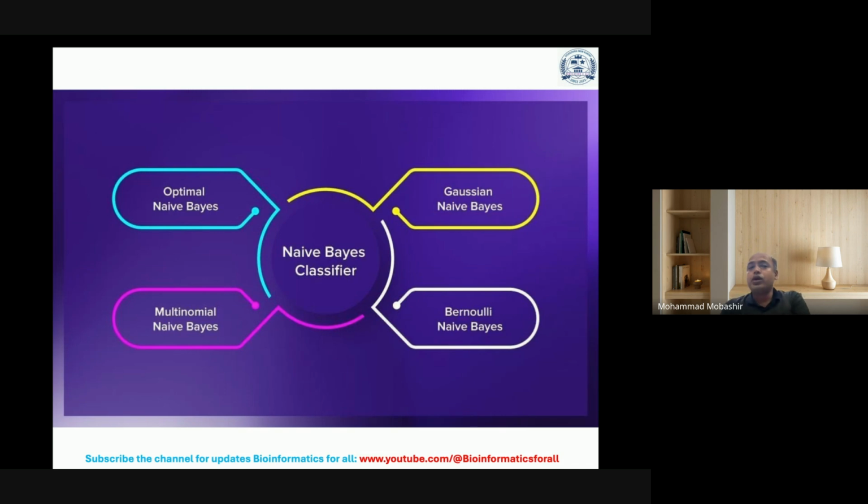Now, what are the naive Bayes classifiers? Optimal naive Bayes, then Gaussian, Bernoulli, then multinomial. These are the four types of naive Bayes which you need to remember and keep in your mind, which could be used as a classifier for your machine learning algorithm.